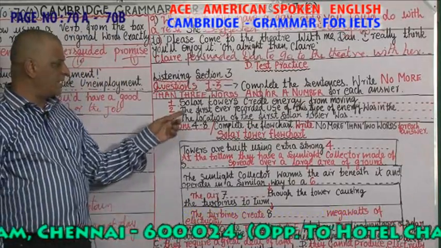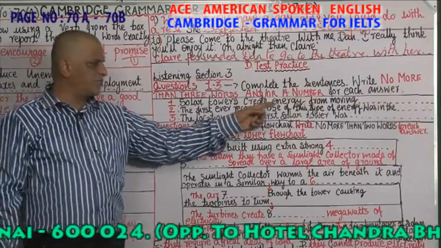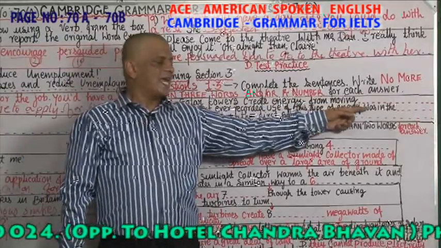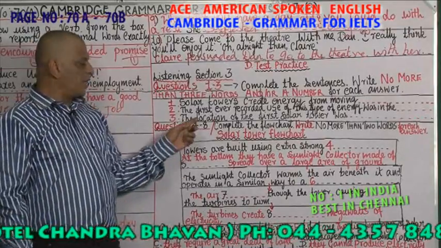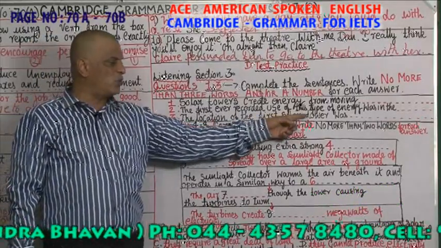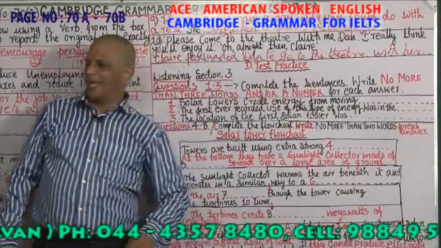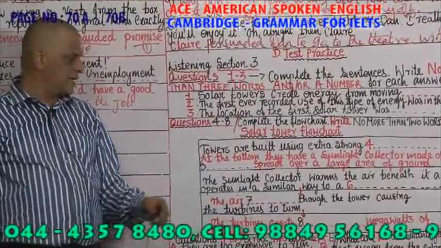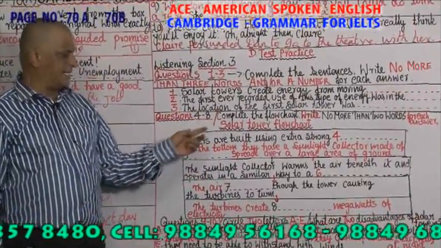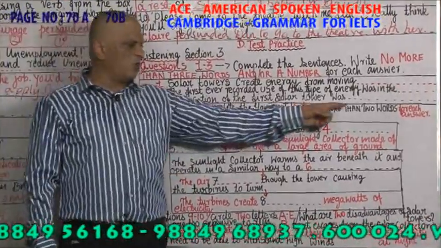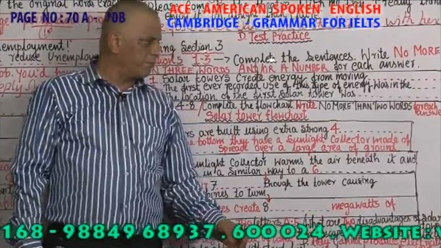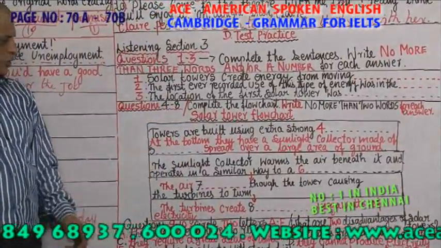Now coming here, second, the first ever recorded use of this type of energy was in the, so obviously it should be the year or a month. The location of the first solar tower was, so it has to be a place, right? 1 to 3 answers. Now coming here, questions 4 to 8. Complete the flow chart. Write no more than 2 words for each answer, not more than 2 words.